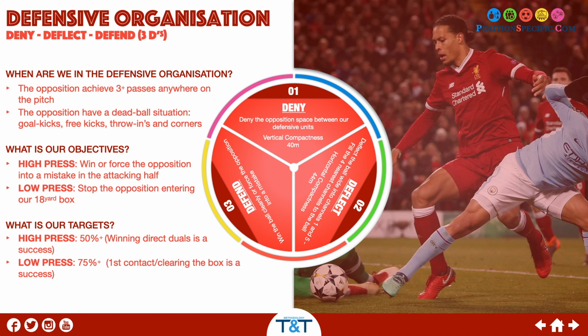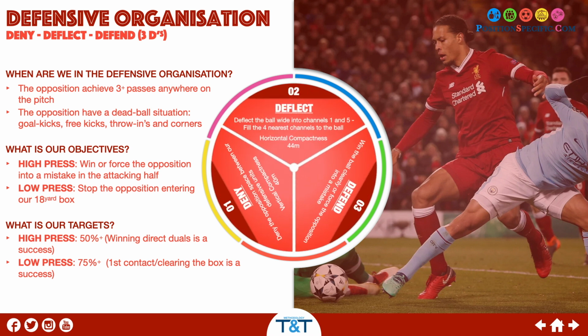So our objective is to high press, like I mentioned, to win the ball and force the opposition into making a mistake in the attacking half, or low press and stop the opposition entering our 18-yard box. The targets around that are about having a higher percentage of winning the balls. 50% in the opposition's half in terms of winning the direct duels is a success, and in low press, 75% first contact clear in the box is also a success. That's what part of the individual defending was all around, making sure that even when we're operating as a team, the individual defending helps us have success in those targets.